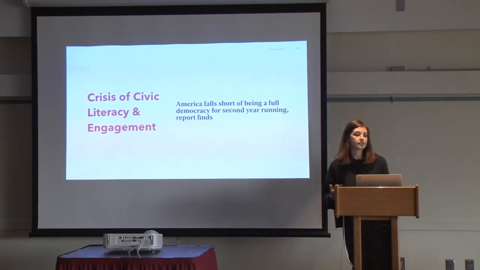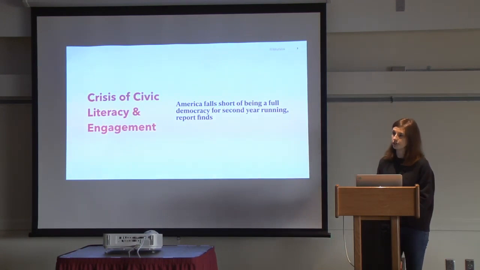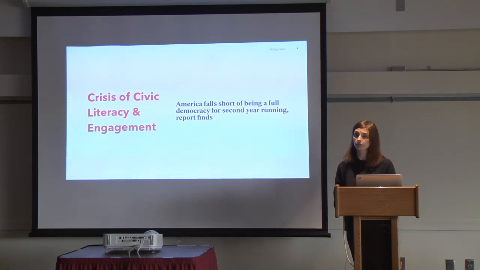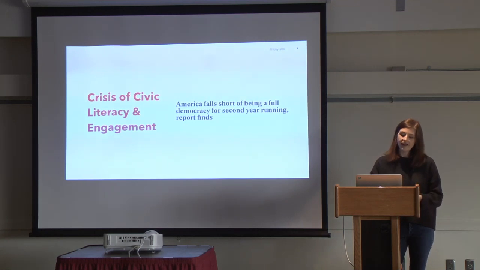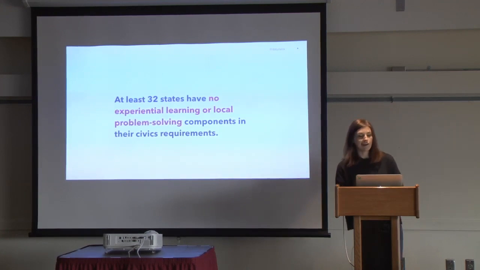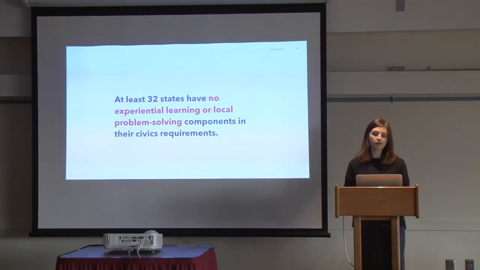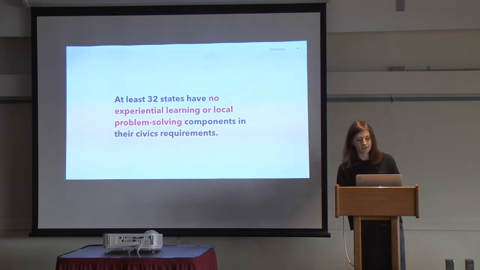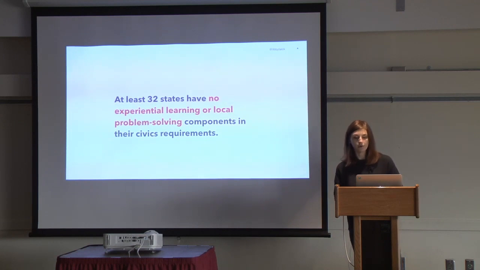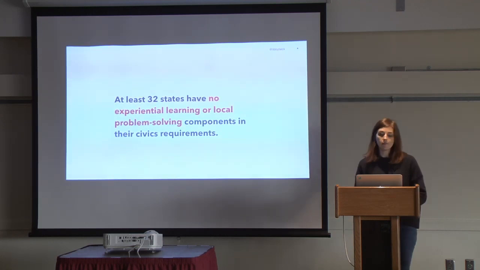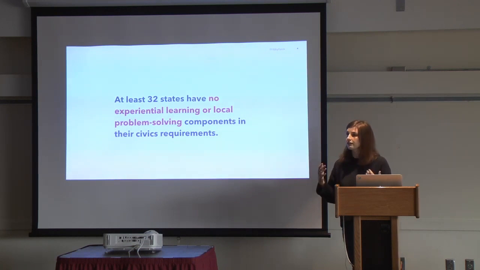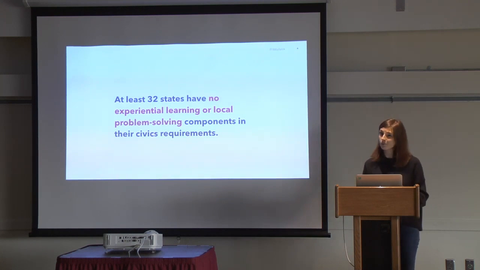So we have a crisis of civic literacy and engagement in this country. In 2016, the United States was for the first time downgraded from a full democracy to a flawed democracy. And I think that a big part of this has to do with our civic education system. In the United States, in an assessment of standards in 32 states and Washington, D.C., it was found that no states have experiential learning or local problem-solving components in their civics requirements. And again, that's all of the states they looked at, including Wisconsin. So that experiential learning with civics may happen, but it's not required.